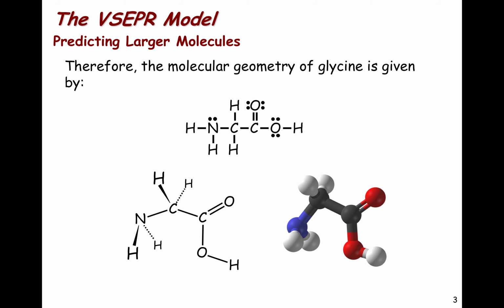So we can also represent this in a ball and stick model. It allows you to see a little bit better how much room each of the atoms takes up around the central atoms.